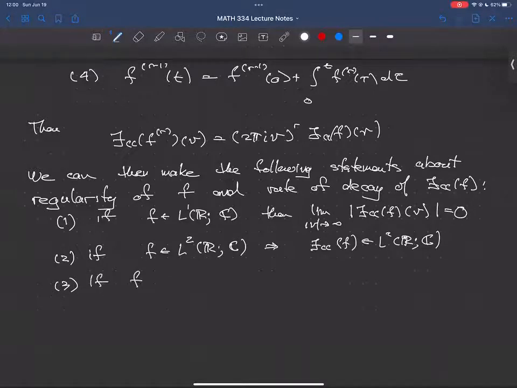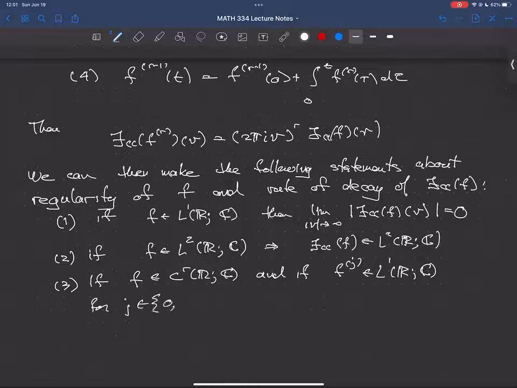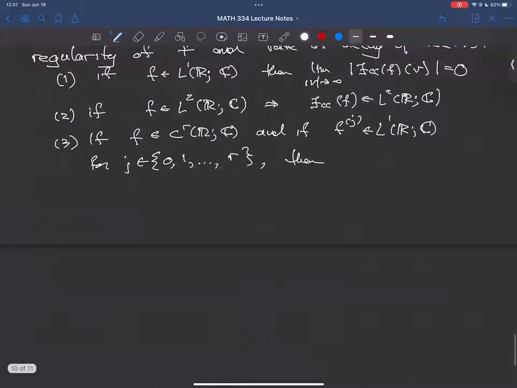So if f is in C^r, r times continuously differentiable, and if f_j is in L1 for j up to r, then you get a rate of decay like the limit as nu goes to infinity of nu to the j times the CCFT of f at nu is equal to 0 for j.